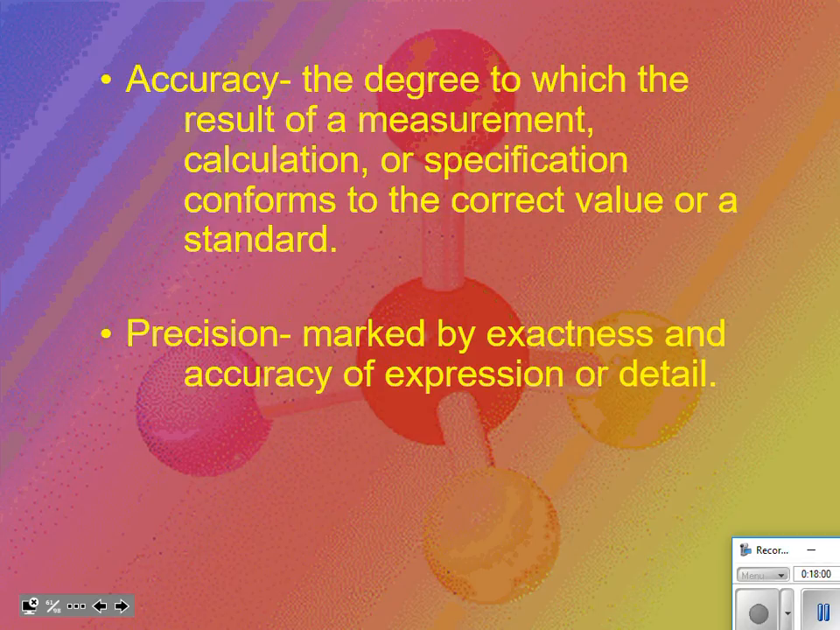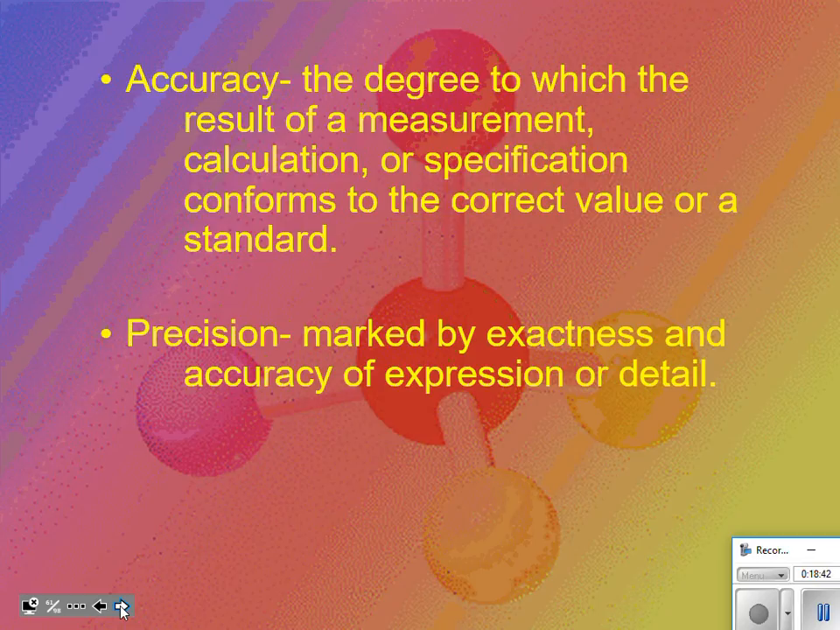Accuracy versus precision. Accuracy is the degree to which the result of a measurement, calculation, or specification conforms to the correct value or a standard. Precision is marked by exactness and accuracy of expression and detail. Well, I get accuracy. Precision kind of gets a little confusing for me.